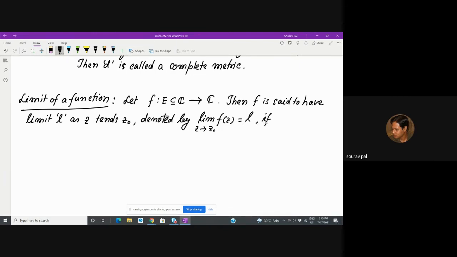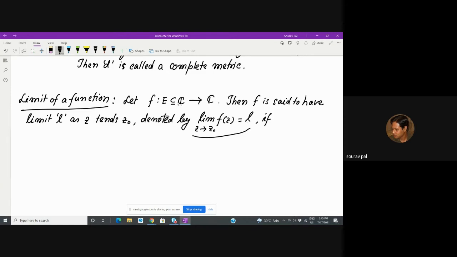Please tell me the definition of the limit. What does it mean? If you just look at this whole thing, there are three things: z goes to z naught, here f(z), and on the right-hand side you have L. So what does this entire thing mean? When z comes close to z naught, f(z) comes close to L, as simple as that.